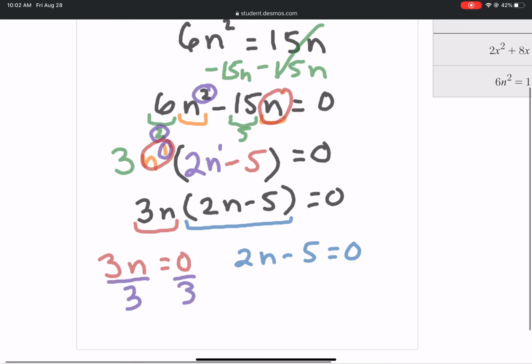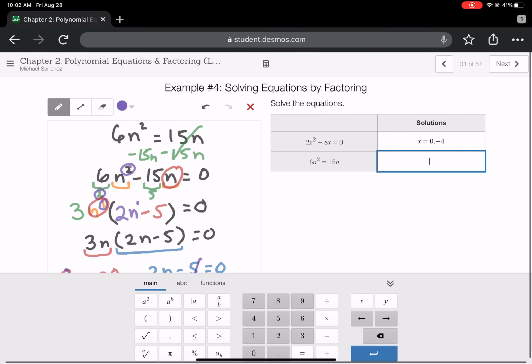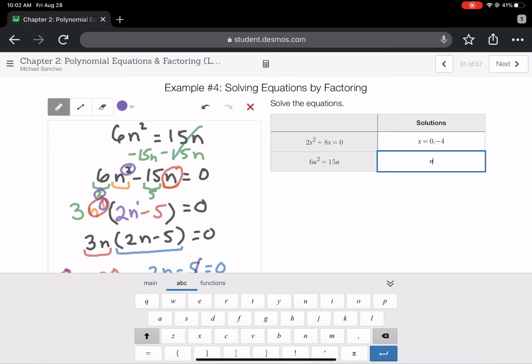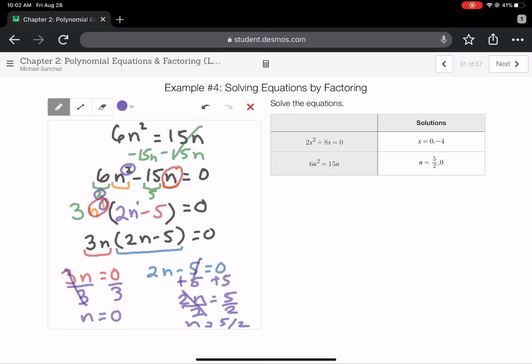And then I'm going to go ahead and solve each of them using inverse operations. So I divide this by 3. N is equal to 0. Add 5 to both sides. Divide both sides by 2. So n equals 5 over 2 and 0. And those are my two solutions to my polynomial equation.